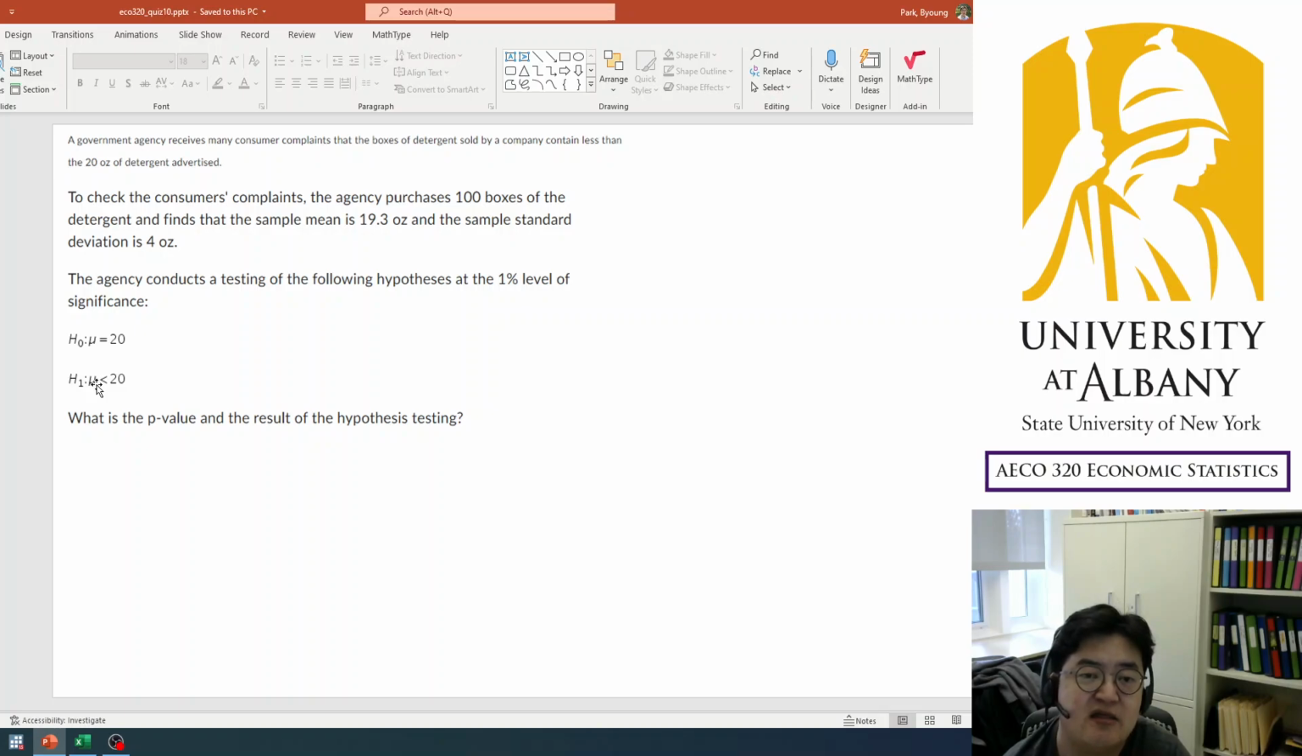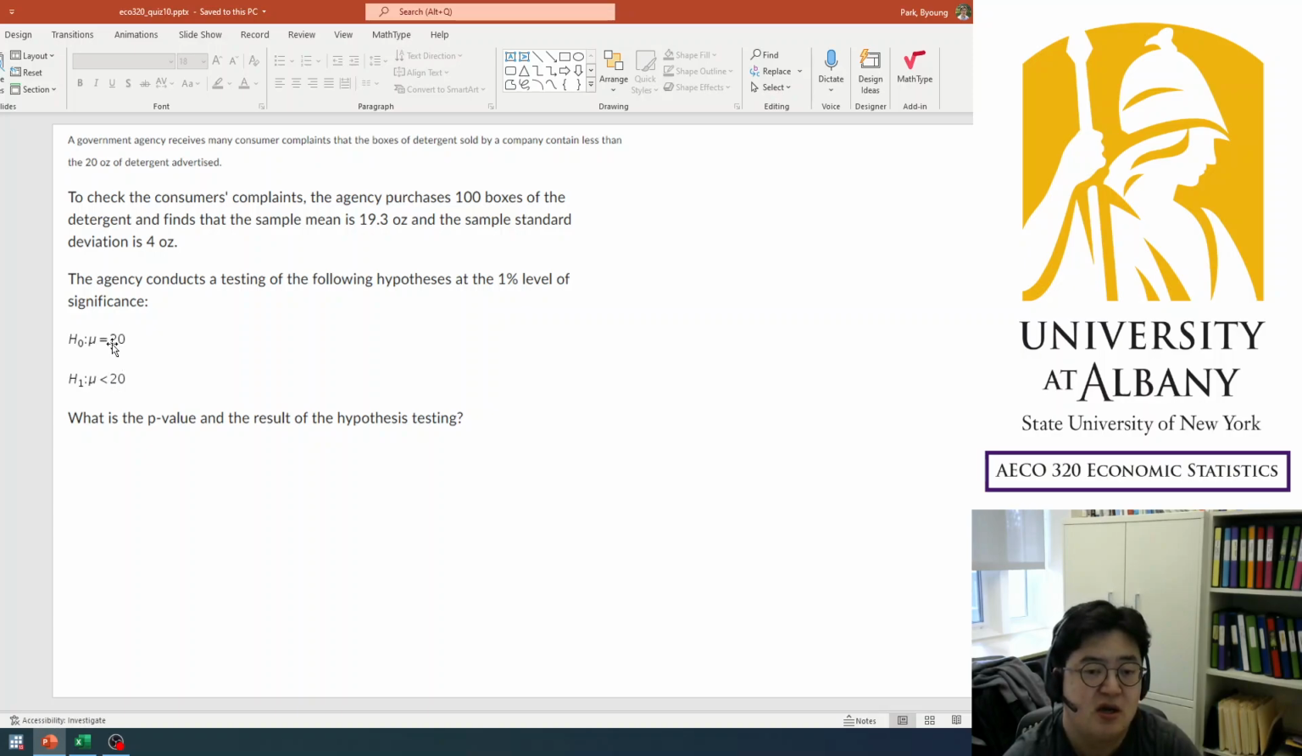Okay. Next question. A government agency receives many consumer complaints that the boxes of detergent sold by a company contain less than the 20 ounces of detergent advertised, right? So advertised as 20 ounces, but actually the amount is less than that. So to check the consumer's complaints, the agency purchases 100 boxes of the detergent and finds that the sample mean is 19.3 ounces and the sample standard deviation is 4. The agency conducts a testing of the following hypothesis at the 1% level of significance.